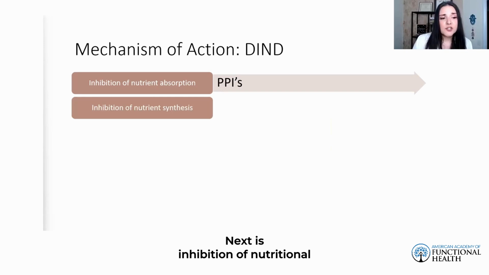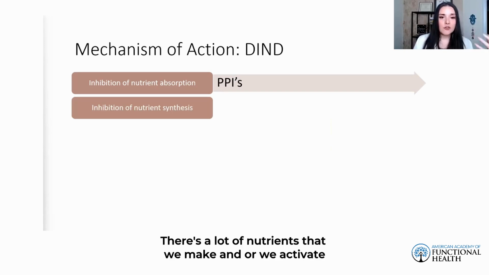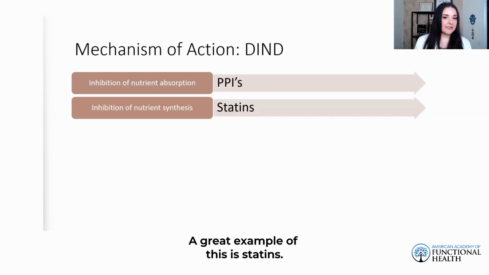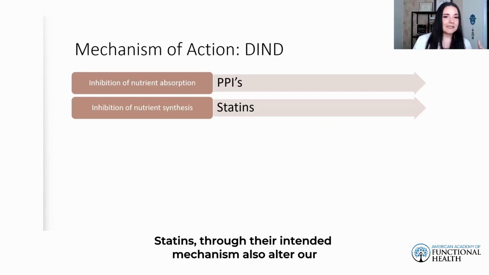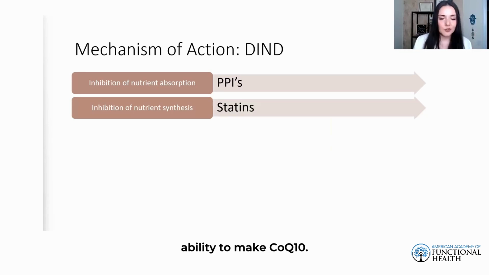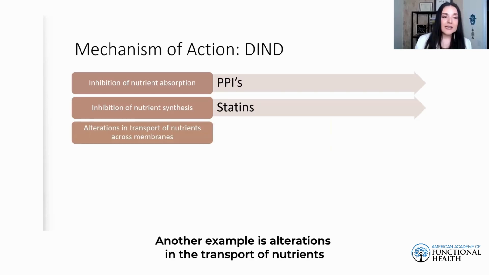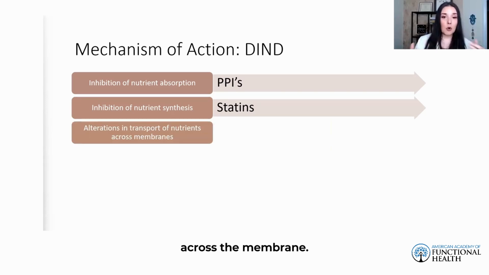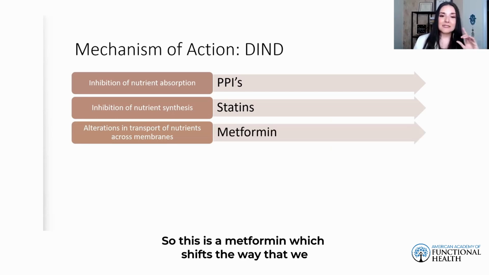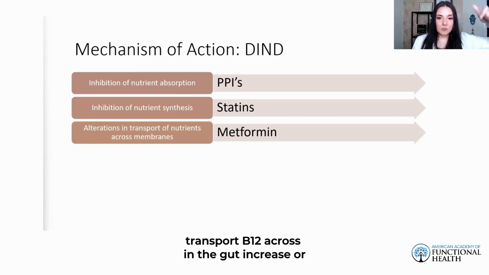Next is inhibition of nutrient synthesis. There's a lot of nutrients that we make and or we activate in the body. A great example of this is statins. We make CoQ10. Statins, through their intended mechanism, also alter our ability to make CoQ10. Another example is alterations in the transport of nutrients across the membrane. So this is metformin, which shifts the way that we transport B12 across in the gut.